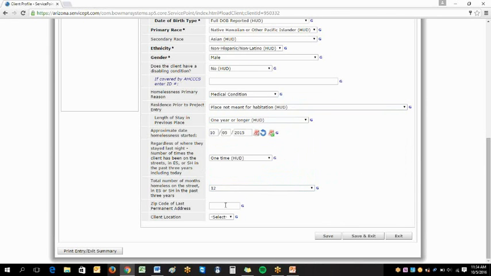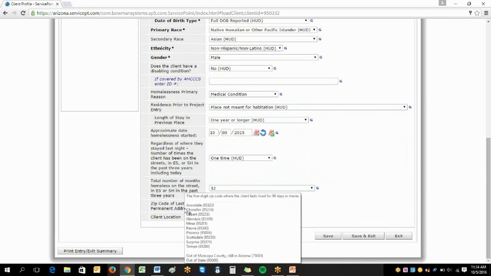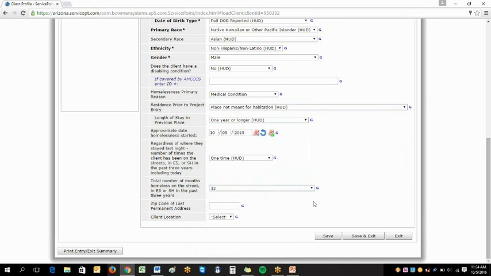Next, you will be asked to enter in your client's zip code of last permanent address. If you take your cursor and hover over the question, you will be provided with generic zip codes and cities for Maricopa to use in the event that your client is unable to remember. Please note, we do need the 5-digit zip code. Lastly, you have the question of client location. There is only 1 option, so please select it.